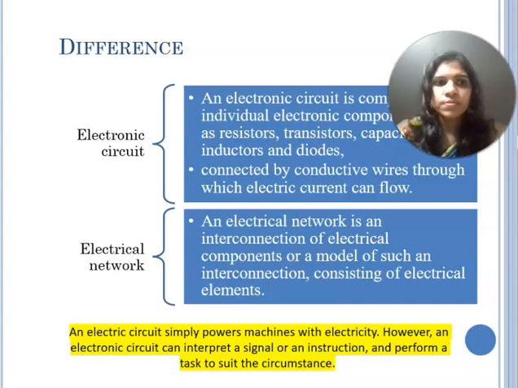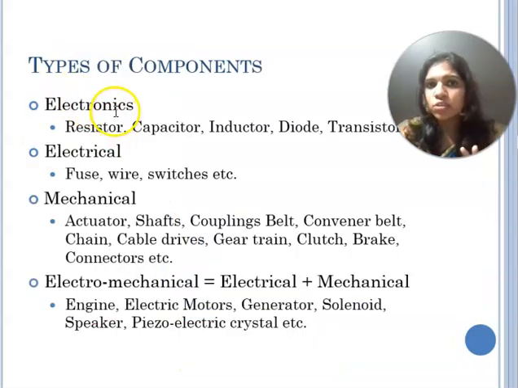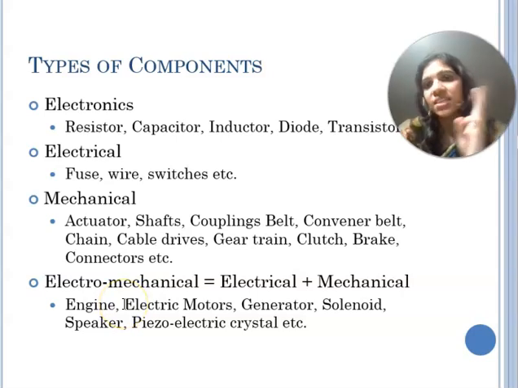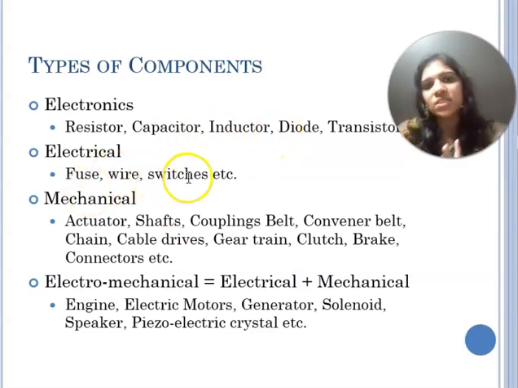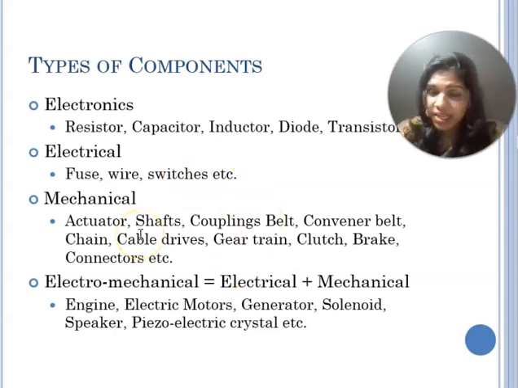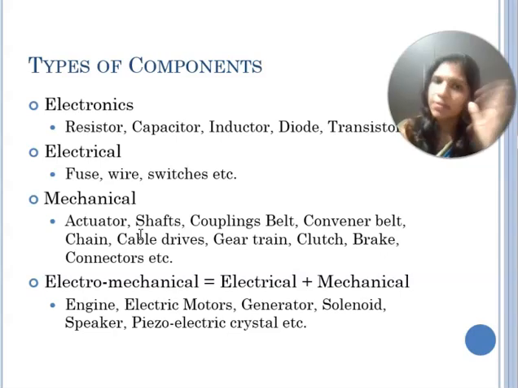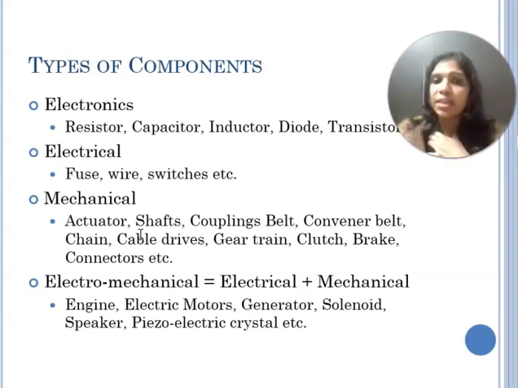Okay, so coming to here, there are different kinds of components in a circuit. There are electronic components like resistor, capacitor, etc. Electrical components: fuse, wire, switches, etc. Then there might be mechanical components, like in a TV or even a microwave oven: actuators, shafts, bells. Then sometimes it might be electromechanical. What is electromechanical? There can be electrical components plus mechanical components like generator, speaker, engine, electric motors, etc.